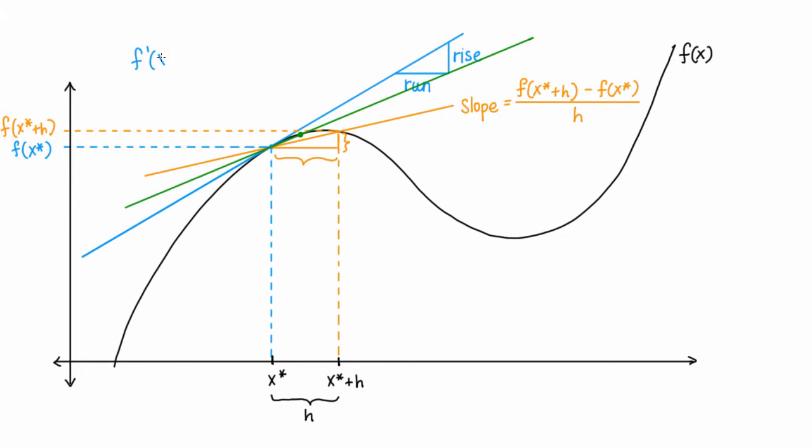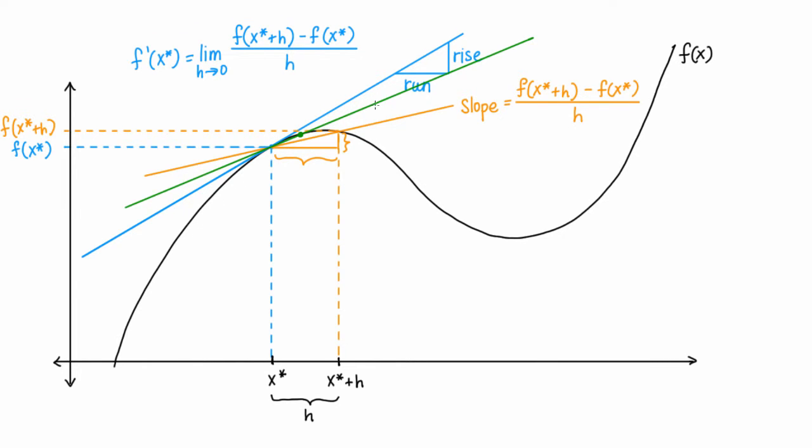F prime of x star, in other words, the derivative at x star, is equal to the limit as h approaches 0, because this point is getting closer and closer and closer to x star, so h is getting smaller and smaller and smaller. And it's the limit of this. Isn't that so cool? We can use this complicated concept, which won't be complicated after you get the hang of it, and we can find the slope of a function at any point.